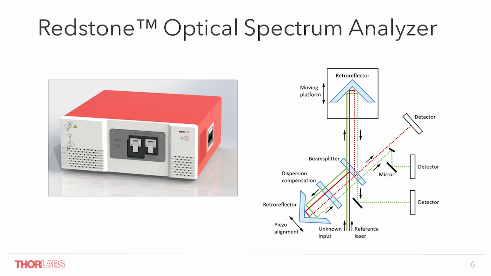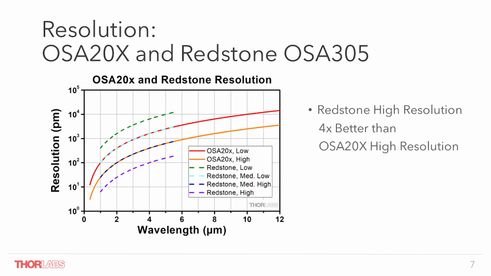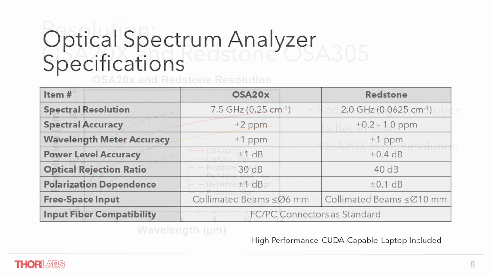The first model of the Redstone will cover the wavelength range of 1000 through 5600 nanometers. Here you have a plot comparing the resolution of the OSA 20X and the Redstone. As you can see, the highest resolution of the Redstone is 4 times better than the OSA 20X, and we have 4 different resolution settings for the Redstone.